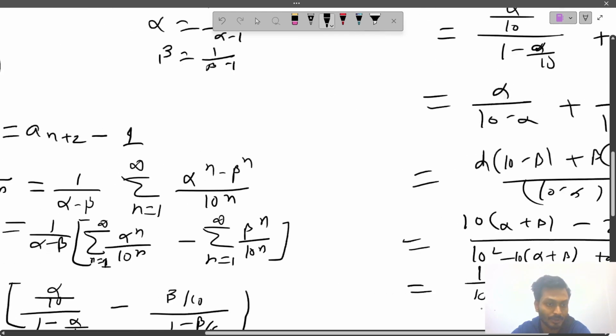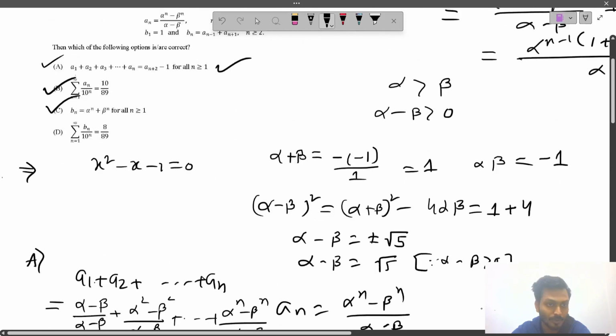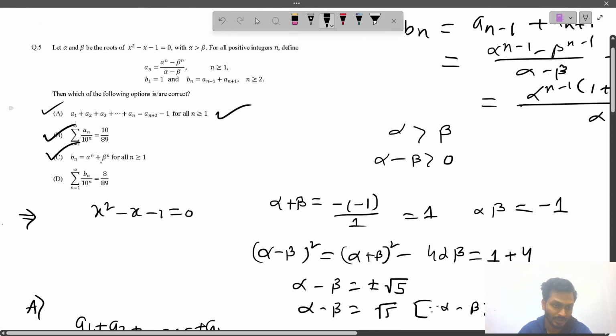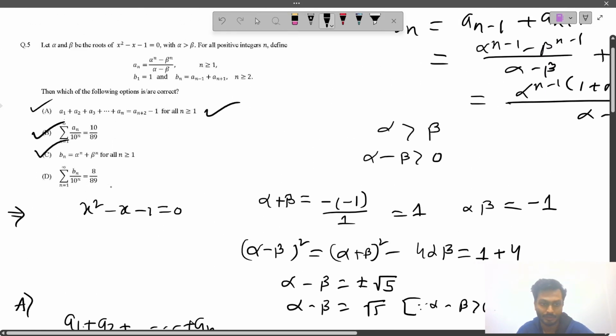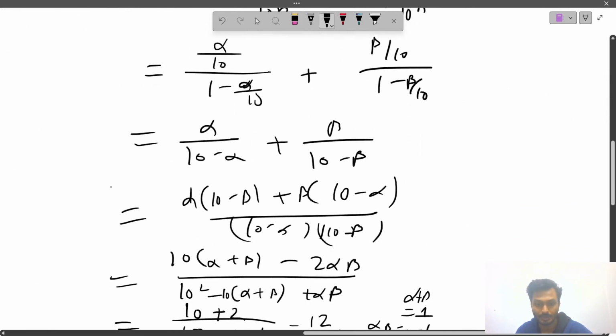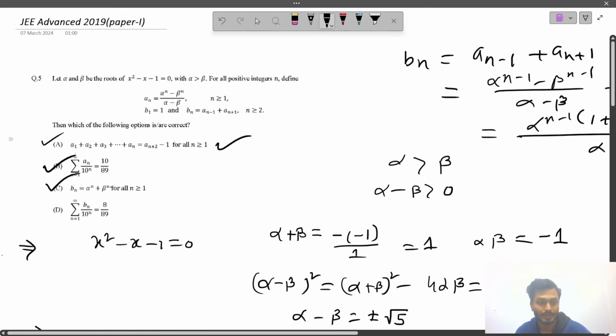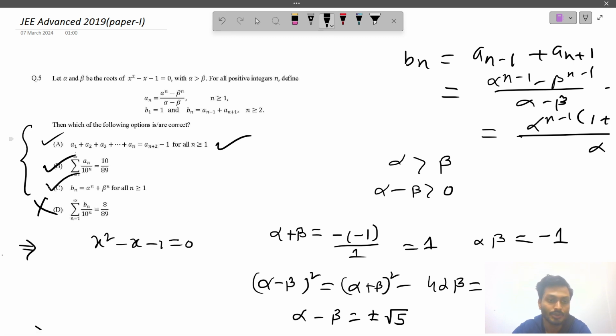Now let's look at the option, it is given as 8 divided by 89, but here we get 12 by 89. So this option is not correct. So for this question, A, B, C were correct. So this was the question, and this is a very easy question, but it is too lengthy.